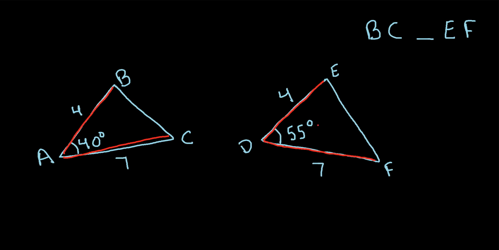Because triangle DEF has the larger included angle, that means that the third side, EF right here, must be larger than the side BC right here. So up here, we'll put a greater than sign for EF. Side EF must be larger than side BC.